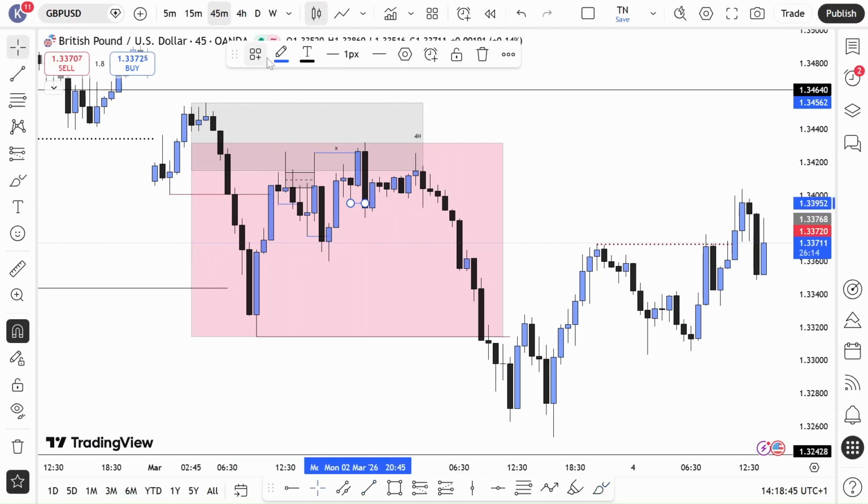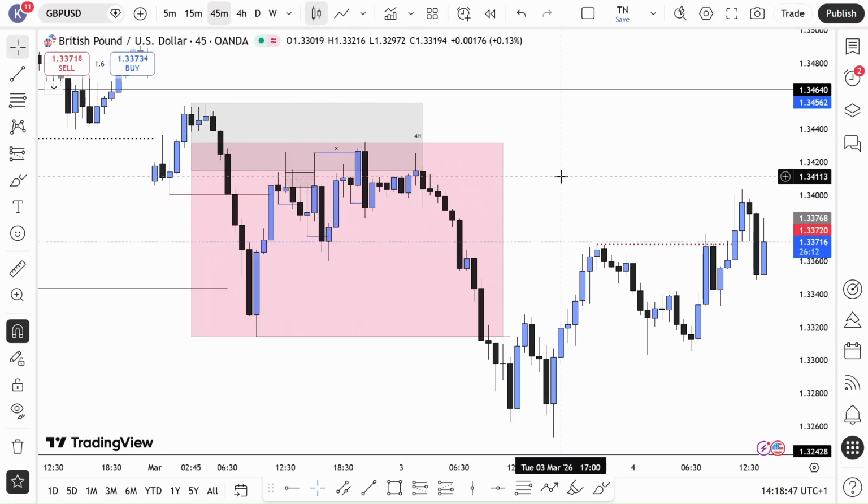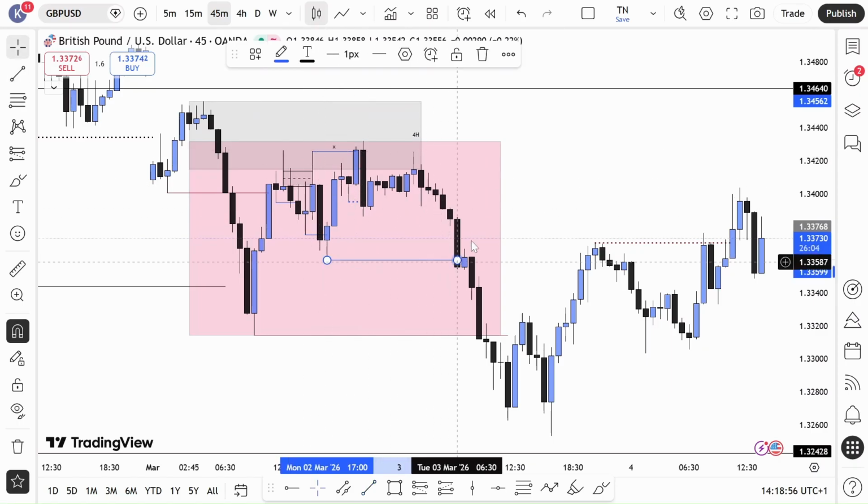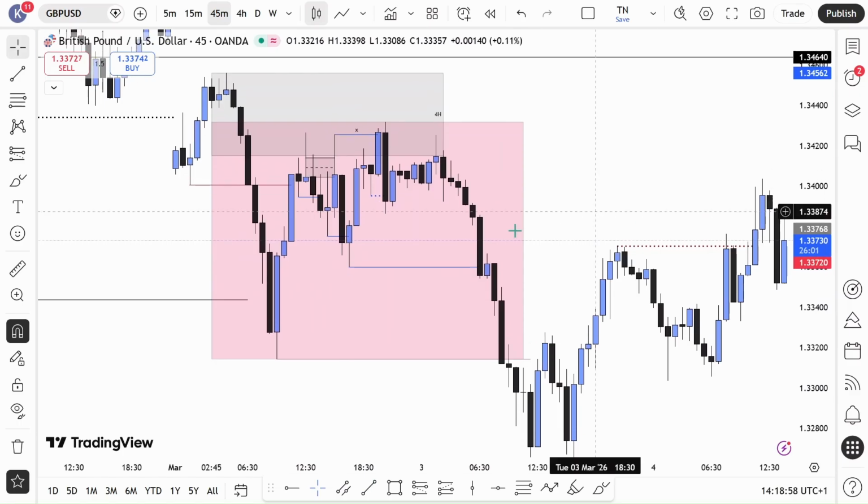Fortunately we had this level, this internal structure that the price cleared. So for me it was a clear inducement. We have a sweep of liquidity, we have a break of internal structure, and then price is supposed to come and take here. That's the minimum of that level.